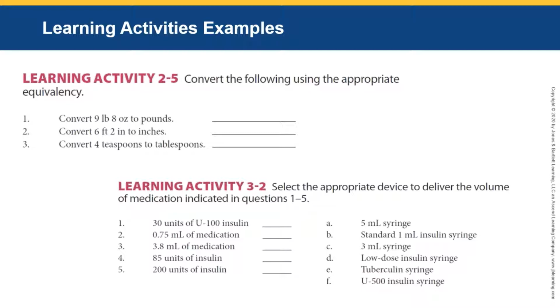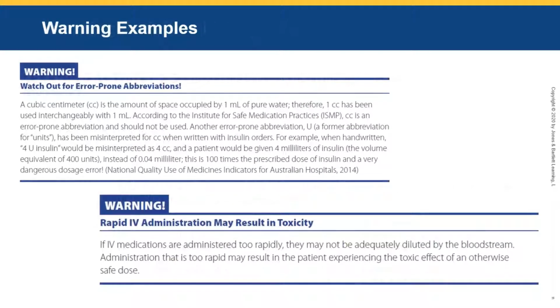The next slide shows you some examples of warnings that are threaded throughout the textbook. Multiple warnings are inserted in each chapter to caution students about common pitfalls and errors to avoid in nursing practice. The top warning on error-prone abbreviations comes from Chapter 2, which is Systems of Measurement. And the bottom warning regarding rapid administration of IV bolus meds appears in Chapter 10, which is the chapter on infusion therapy and calculation.